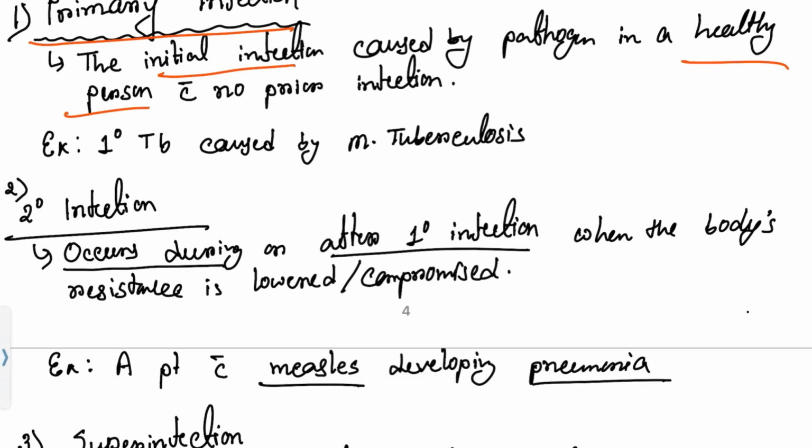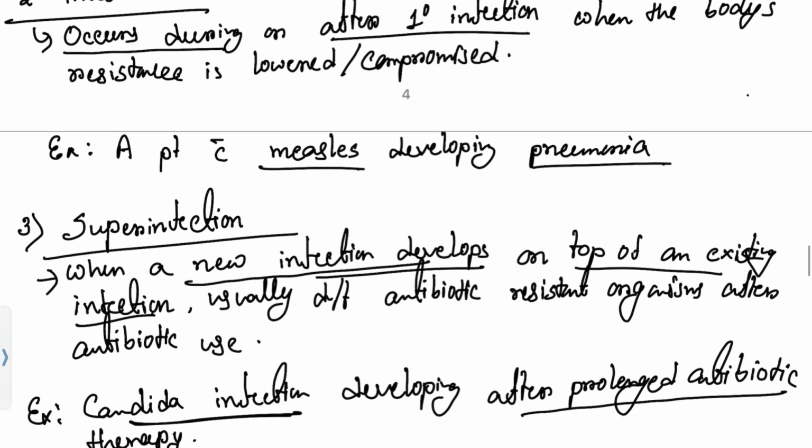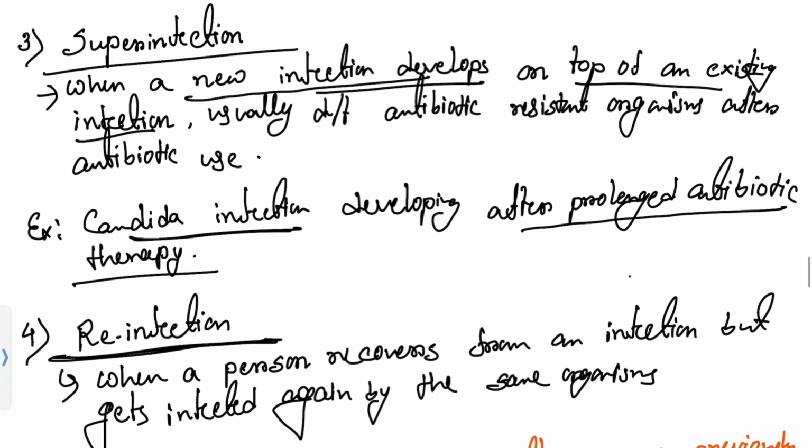Primary infection means for the first time the patient is getting infection, that's why it will come under primary infection. Secondary infection means the patient already had a primary infection, due to which the body's immunity is low or compromised, that's why subsequently the patient is getting infections, and that comes under secondary infection. Superinfection means the patient is getting infection before recovery. You should mention this term, getting infection before recovery.